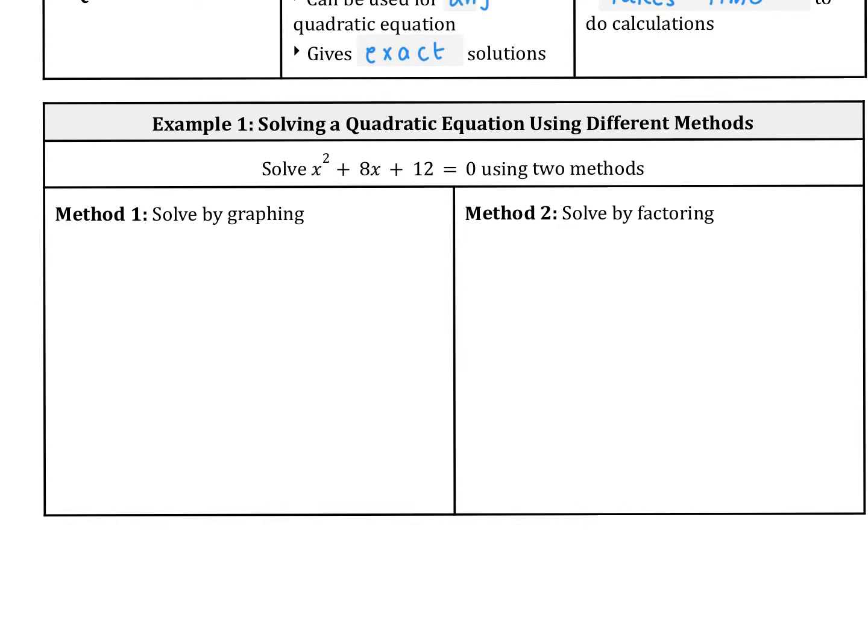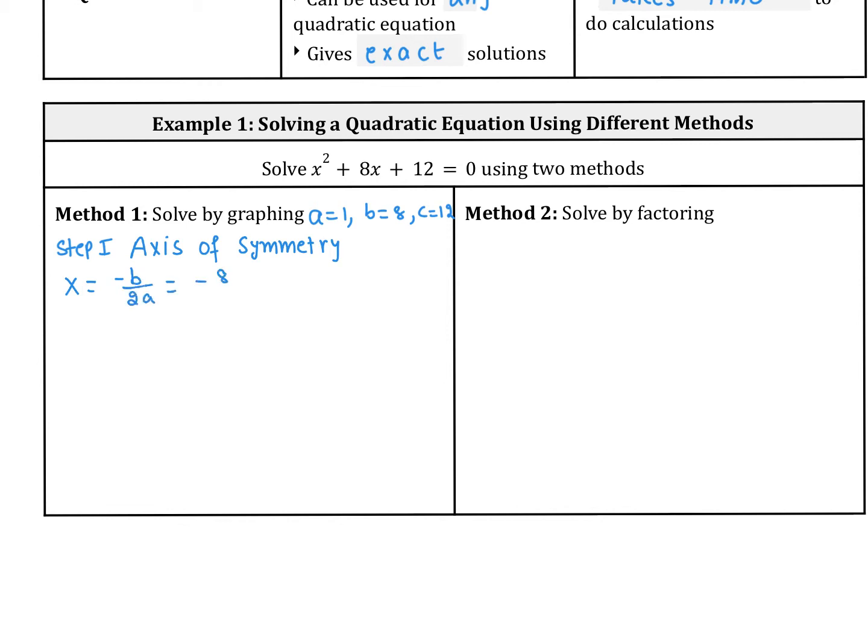The first example is solving a quadratic equation using different methods. Solve x squared plus 8x plus 12 equals 0 using two methods. Method 1 is solving by graphing. To solve by graphing, you're going to recognize a, b, and c. Step number 1 is to find the axis of symmetry, that is x equals negative b over 2a.